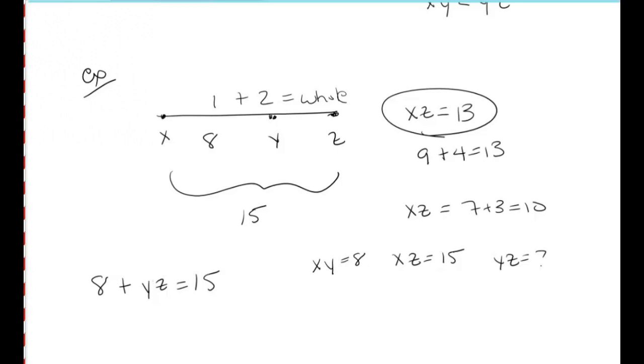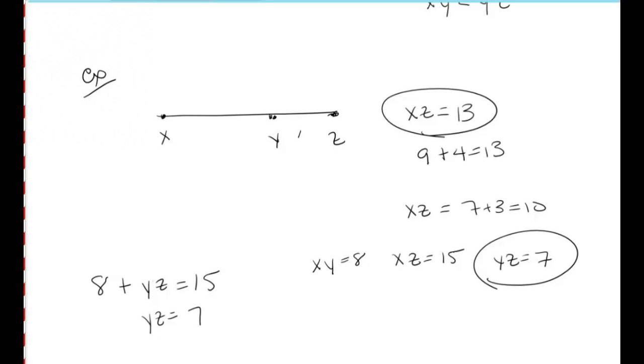You could actually make a little algebraic equation here to solve if you don't see it. And then remember, to solve for this, we would subtract 8 from both sides. So our missing piece would be 7. All right, let's do one more like that.